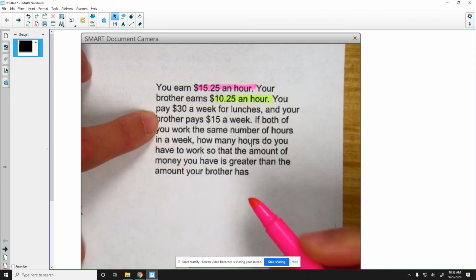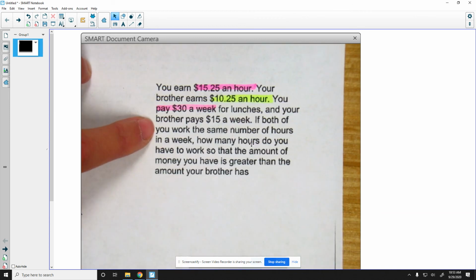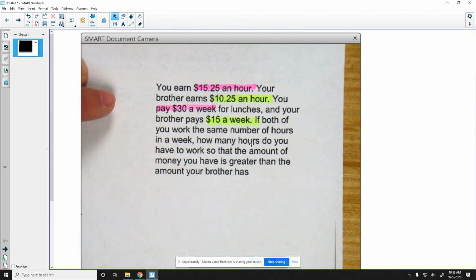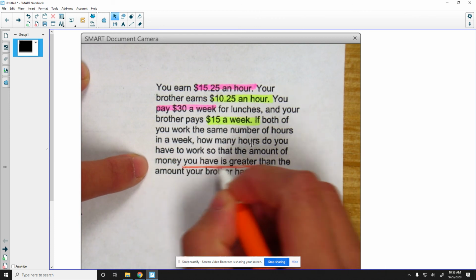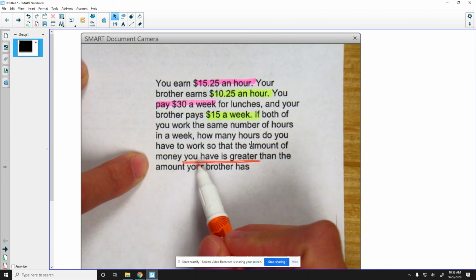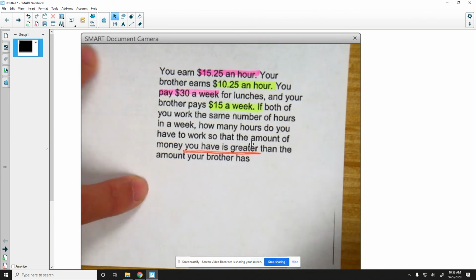You're paying someone money. You pay $30 a week for lunches and your brother pays $15 a week. If both of you work the same number of hours in a week, how many hours do you have to work so that the amount of money you have is greater? You have is greater. So that's where your inequality is. That tells you you are bigger. You are better, obviously, than your brother.